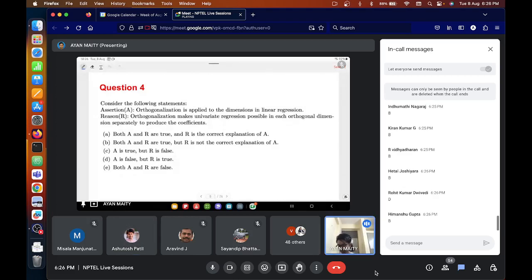So the two statements are given, the assertion and reason. The assertion says orthogonalization is applied to the dimensions in linear regression, and the reason statement R says that orthogonalization makes univariate regression possible in each orthogonal dimension separately to produce the coefficients. So you have to find out whether both A and R are true, or R is the correct explanation of A or not. These are the 5 options given.